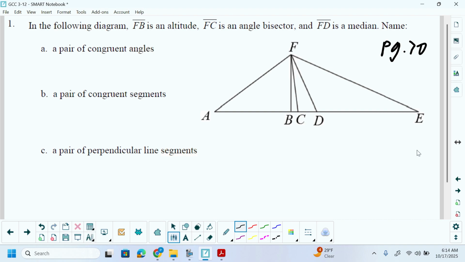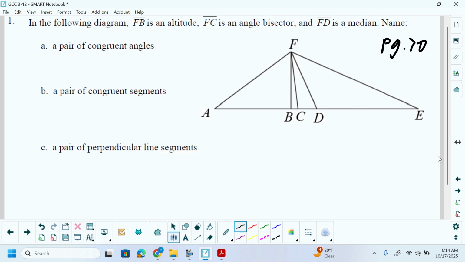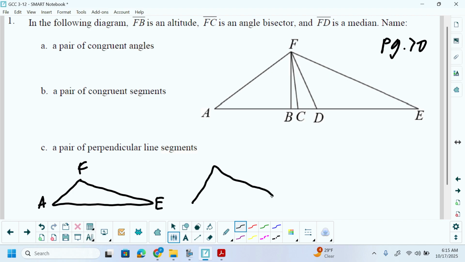All right, so in this picture, we've got a lot going on. We've got an altitude, an angle bisector, and a median, all shown in this picture. I would strongly suggest for a problem like this, and I'd like you to do this now, we're going to redraw our picture 3 times. So what I want you to do is draw 3 versions of triangle AFE on your paper. So there's one of them. Here's a second version. And again, please be doing this on your paper as well. We want 3 versions of triangle AFE.